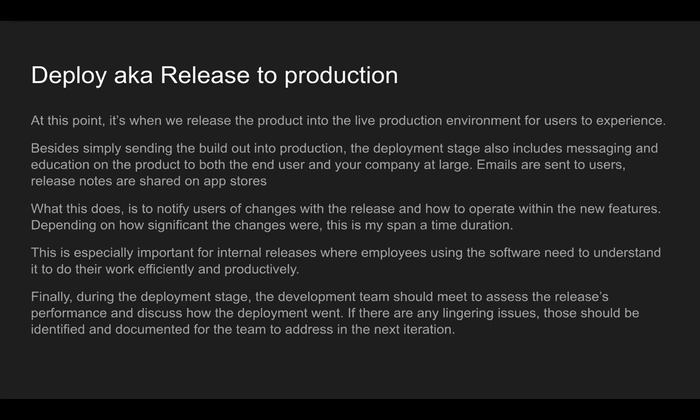At this part, we now have a meeting at the end of the day to say, okay, what went well? How did the deployment go? Did we have any issues? Are there things that we still need to fix before the next push?